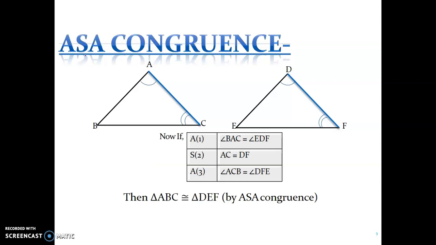Now see ASA congruence, angle, side, angle. See triangle ABC and triangle DEF. First, angle BAC is equal to angle EDF. Can you see, students, the angles which the arrows are pointing to, corresponding angles? I have written here also, you can see clearly. Angle BAC is equal to angle EDF.